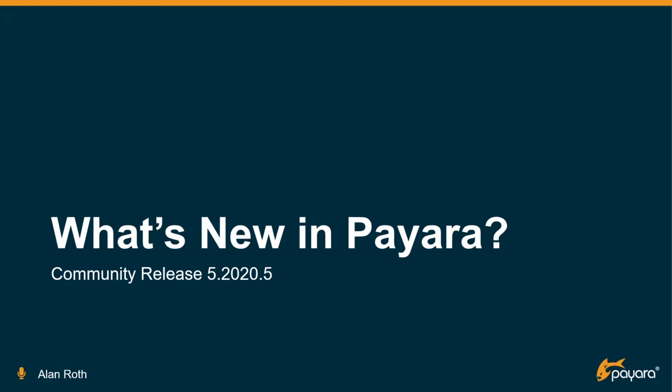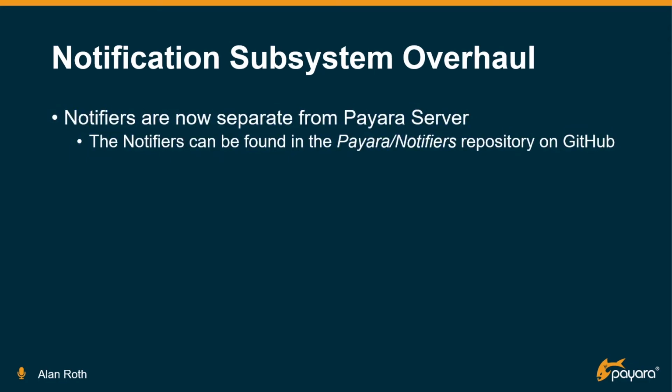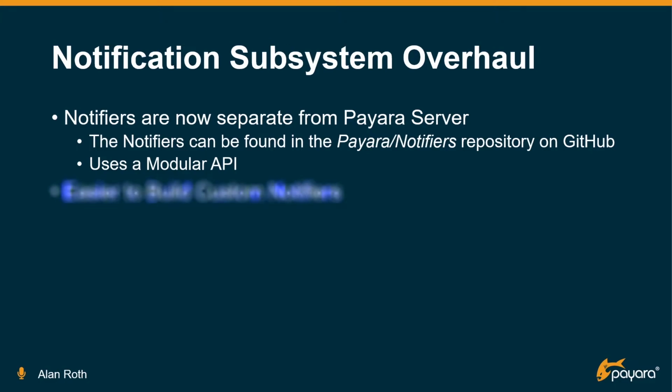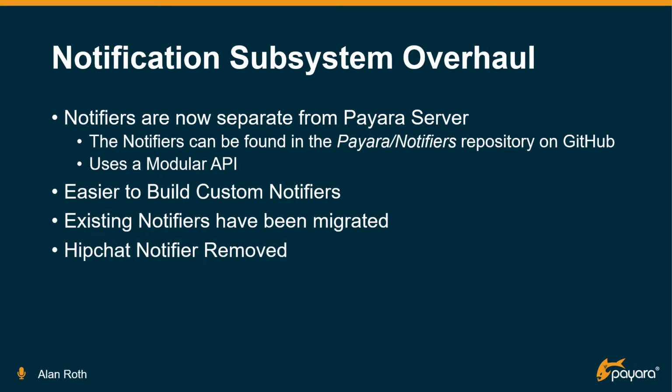I'll be looking at the new features in Payara Community Release 5.2020.5. The Notifier service has been completely overhauled in this release. The notifiers are now in a separate repository under Payara/notifiers on GitHub. It is now a much more modular experience. To include the new notifiers, you have to build them and then drag and drop them into the modules folder of your server, alongside any dependencies they require. We have made the process of making custom notifiers much easier and streamlined. Existing notifiers have been migrated to the new API, as well as the HipChat notifier being completely removed.